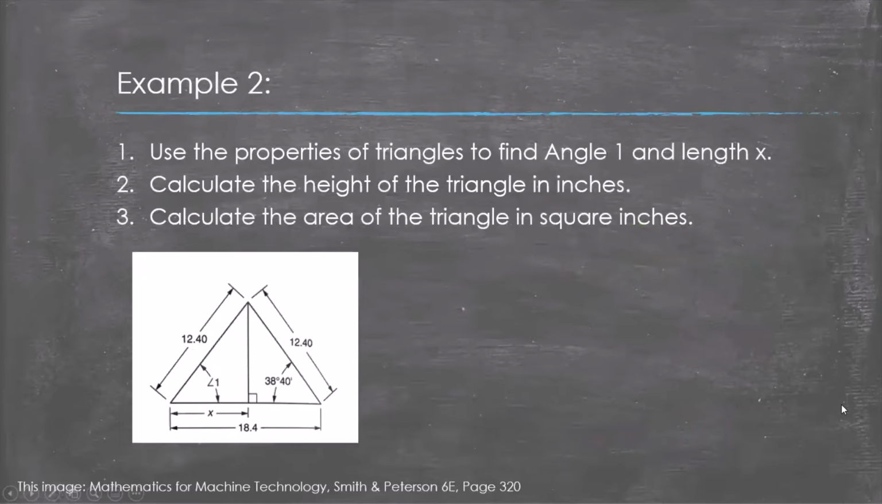Let's do another example. In this one, I want you to use the properties of triangles to find angle 1 and length x. Then we want to calculate the height of the triangle in inches and the area of the triangle in square inches. And we're going to assume that all of these measurements are given to us in inches already. So when I look at this triangle, first thing, you go, okay, what is angle 1? Well, we don't really have a lot of information to tell us.